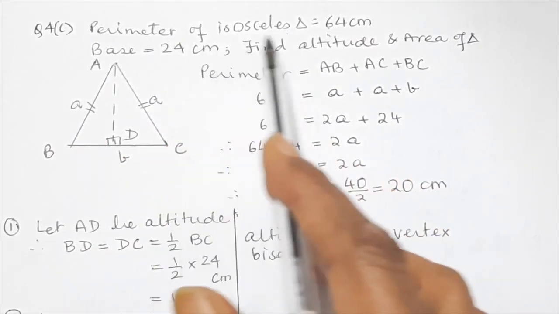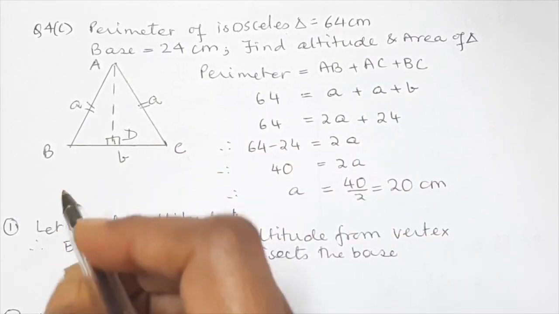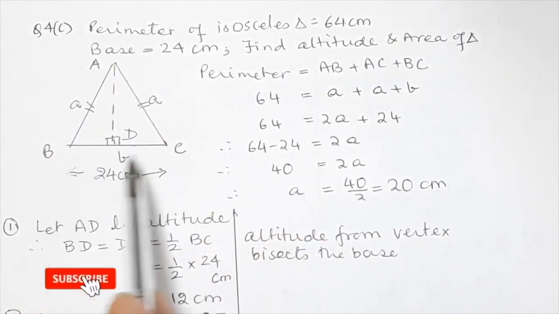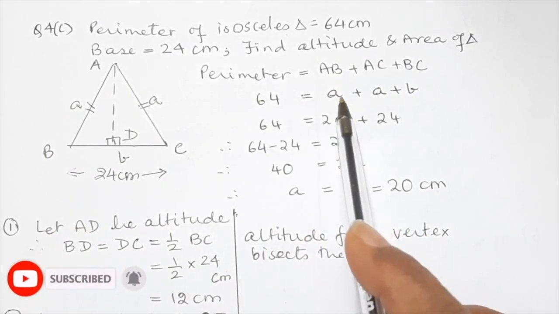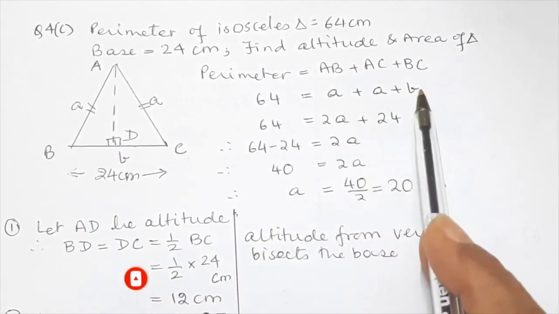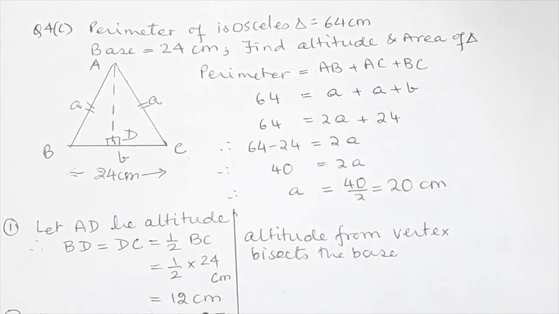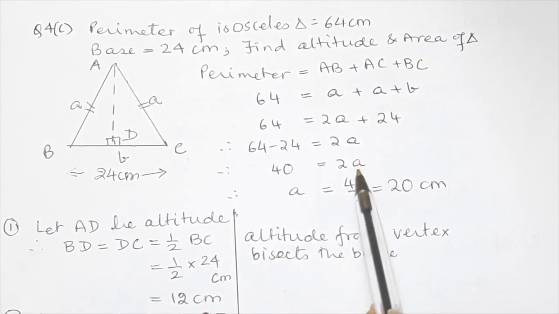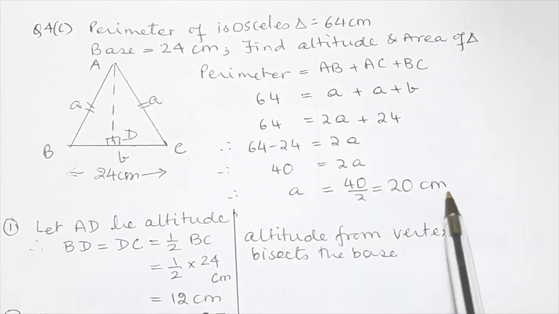Now we are given that the perimeter is 64 centimeter and the base is 24 centimeter. Perimeter is going to be AB plus AC plus BC. So in terms of A and B, it will be 2A plus B, correct? So 64 is equal to 2A plus base is given as 24. So we connect what is known with what is unknown, and so 64 minus 24 is equal to 2A. 2A turns out to be 40. A turns out to be 40 upon 2, that is 20 centimeter.